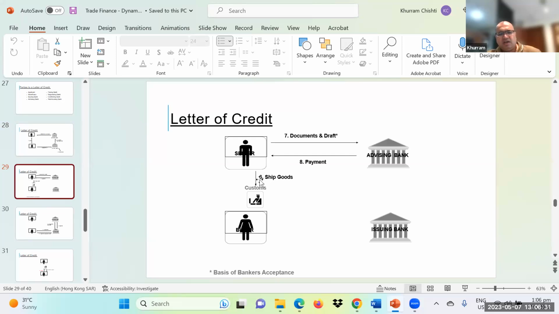And I give the document. The documents are again the BL, the insurance, the invoice, right? And the LC draft, which I got, I give it back to my advising bank. Now, when I give it to the advising bank, there is a way I can even get payment from them, right?